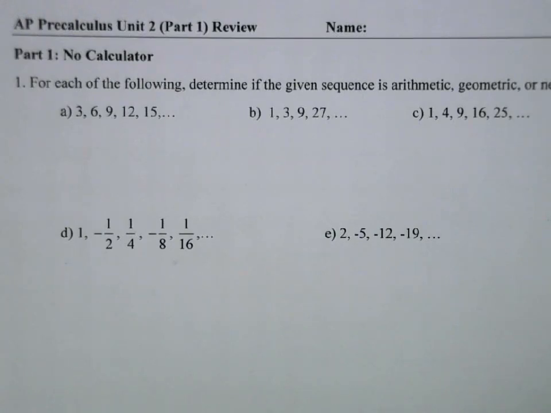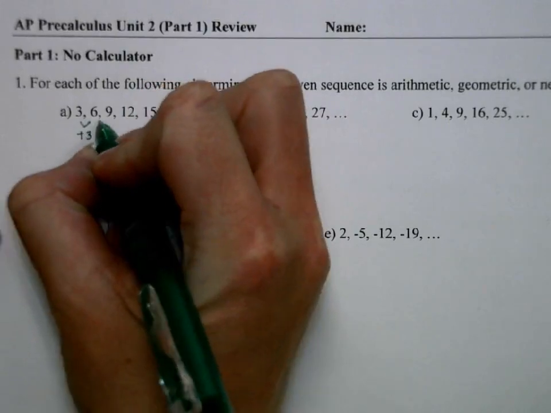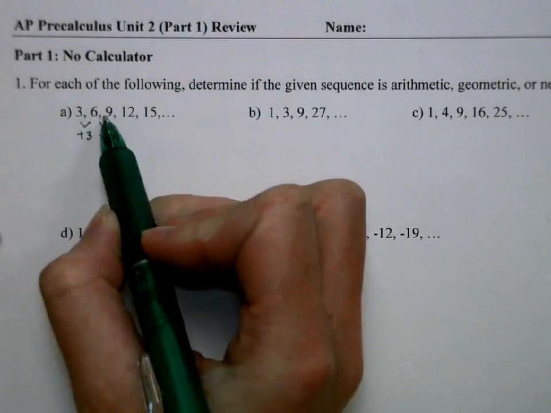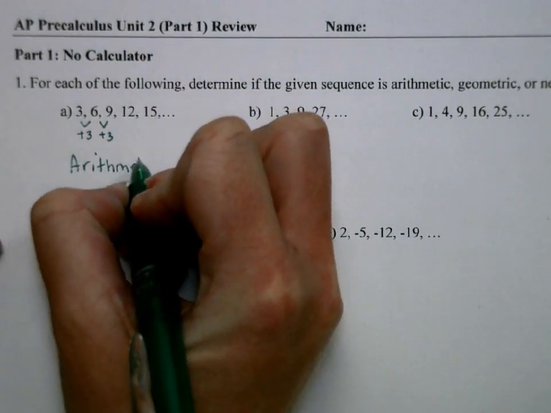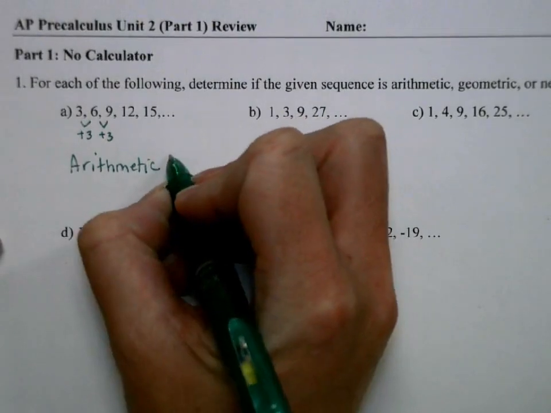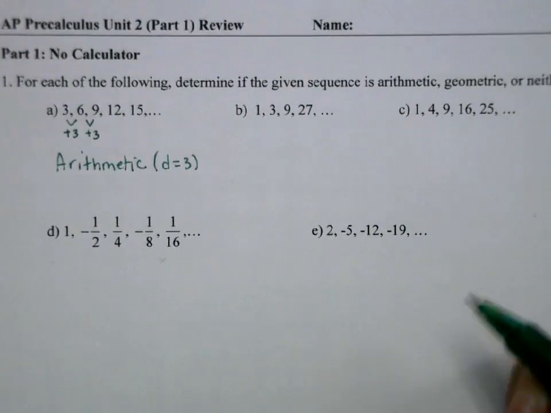So arithmetic sequences are sequences that are developed by adding some common difference to get from term to term, versus a geometric, where we are multiplying to get from term to term. So here, we've got some different sequences. In this first one, we are adding to get from term to term. Okay, so we're adding 3, adding 3, adding 3. So this is arithmetic, where our common difference is 3.